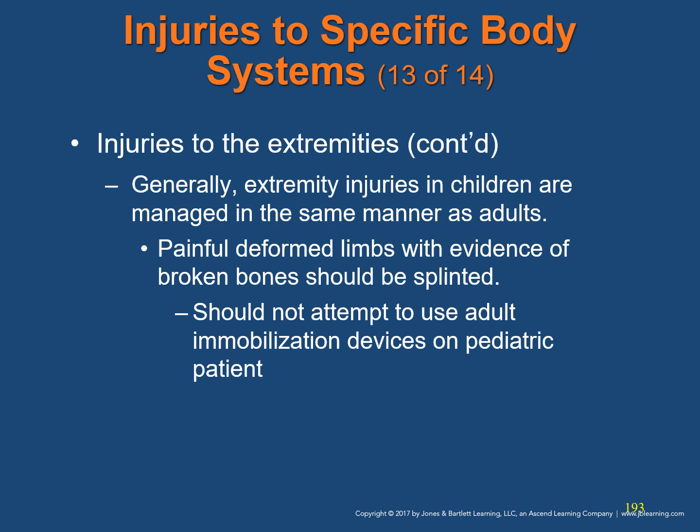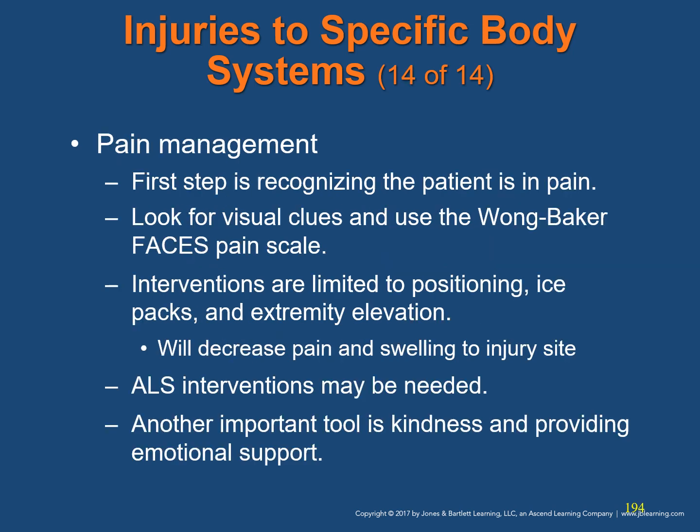Generally, extremity injuries in children are managed in the same manner as those in an adult. Painful, deformed limbs with evidence of broken bones should be splinted. Specialized splinting equipment should only be used if it fits the pediatric patient. You should not attempt to use adult immobilization devices on a pediatric patient unless the pediatric patient is large enough to properly fit.